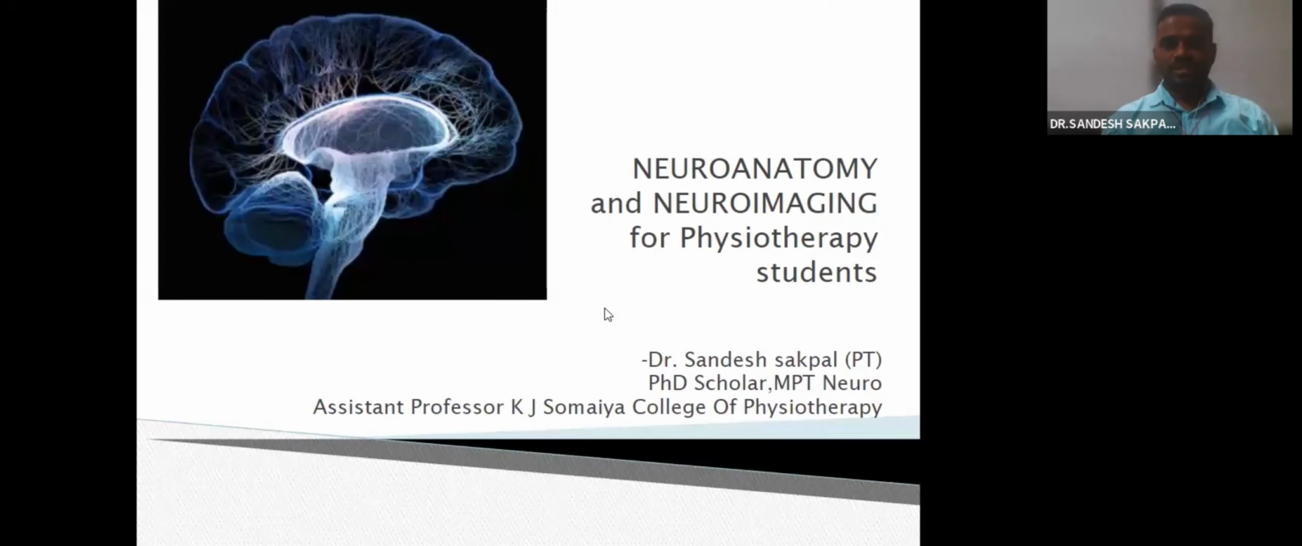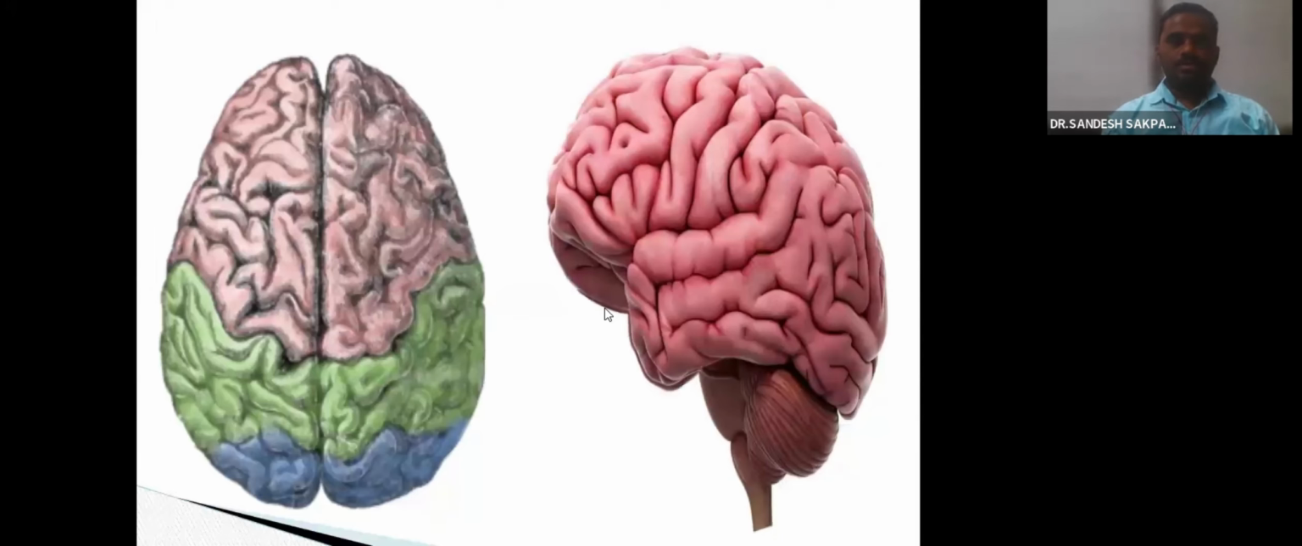So the topic for today's presentation is neuroanatomy and neuroimaging for physiotherapy students. To start with brain anatomy, to know neuroimaging better, you should know the neuroanatomy first. Here we can see the brain in a 3D image. Mainly the brain is divided into the frontal lobe, parietal lobe, occipital lobe, and temporal lobe. Then the hindbrain: cerebellum, pons, medulla oblongata, and spinal cord.